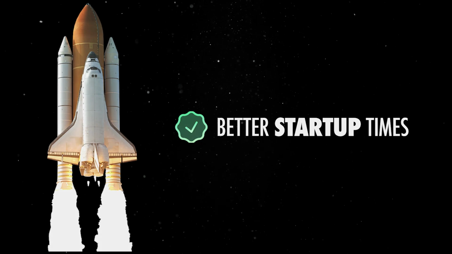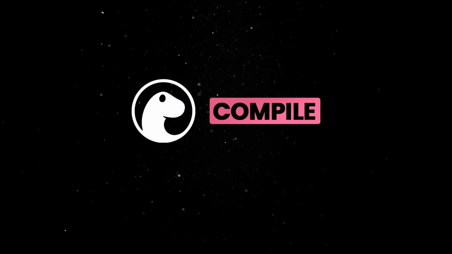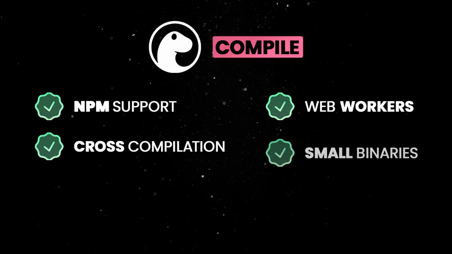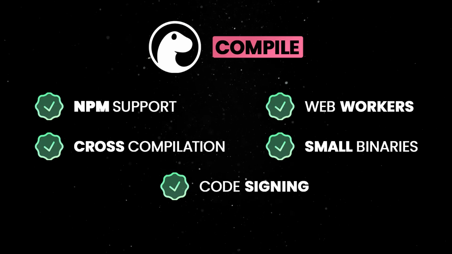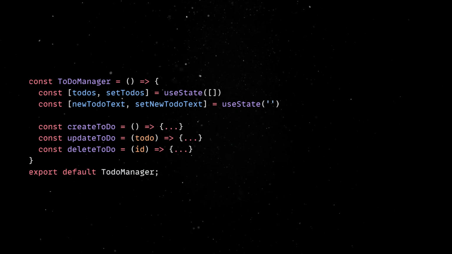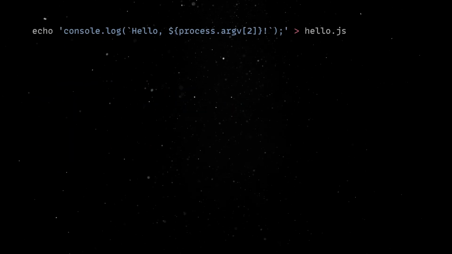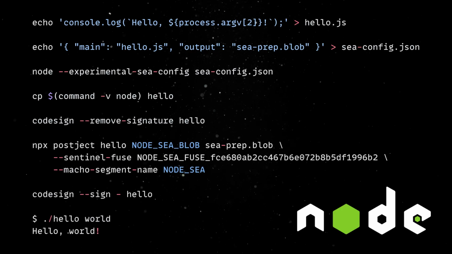What's even more exciting is that Deno 2 introduced a lot of improvements to Deno compile, like support for NPM packages, web workers, cross-compilation, smaller binary sizes, and code signing with custom icons. These upgrades mean you can now compile not only scripts, but also complete applications, like desktop games, directly to native binaries. Also, you can do all of this with Deno in a single command, whereas with Node, it is an 8-step compilation process. So how does Deno compile work?